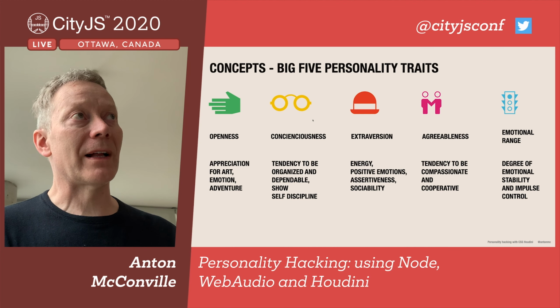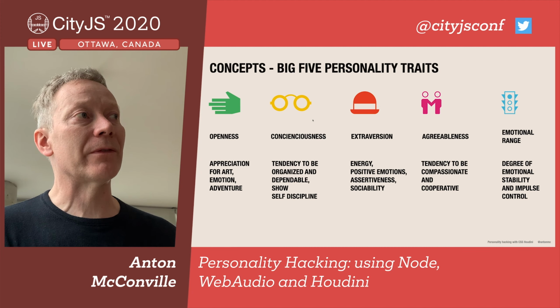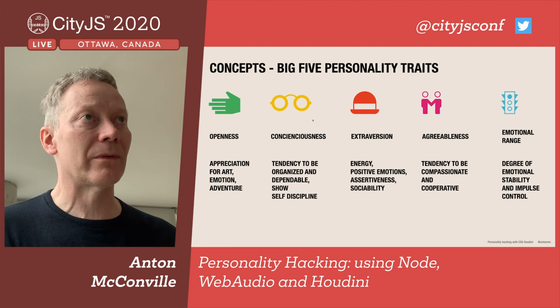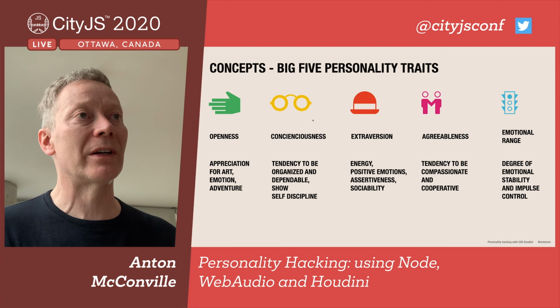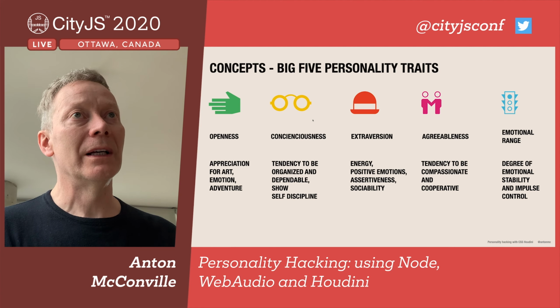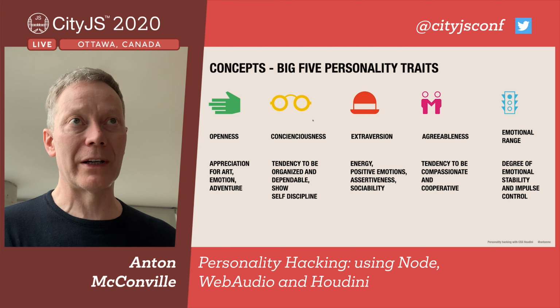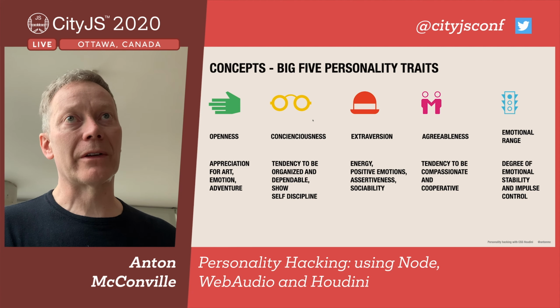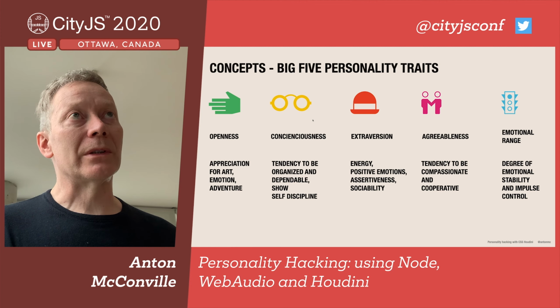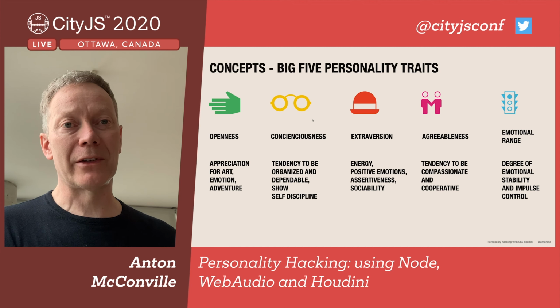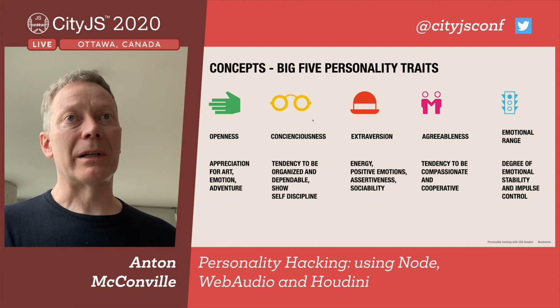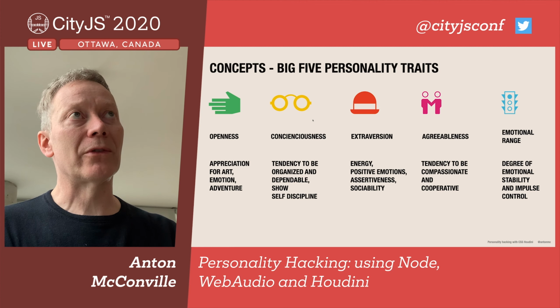These are the Big 5 personality traits. Openness is an appreciation for art and emotion. Conscientiousness is a measurement of organization and self-discipline. Extroversion versus introversion is how you project your energy, your moods, and your sociability. Agreeableness is your tendency to work well with others, the level of cooperation and compassion for others. And then emotional range: in the Watson world it's called emotional range, while in the Big 5 personality traits it's called neuroticism, and it's a degree of emotional stability and impulse control.